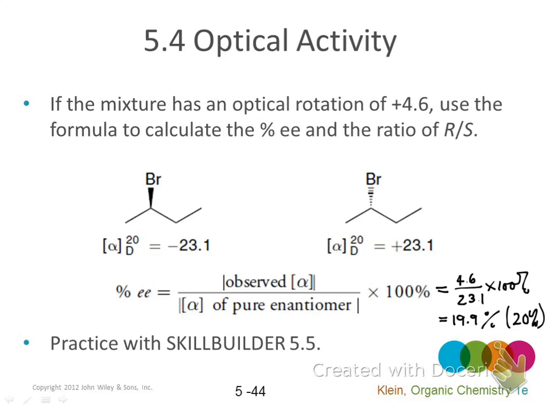60% yes, and then 40% R? Yeah, so which one did I get? I have a plus 4.6, right? That's more of this. This is the S. So there's more S than there is R. And in this calculation, the one on the right, there's an excess of that one. That's 60%.